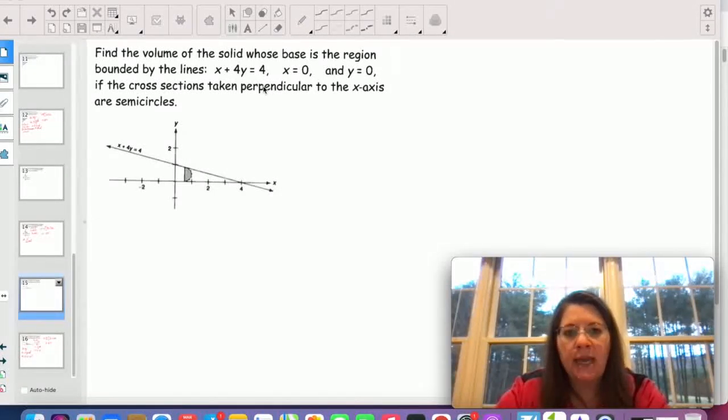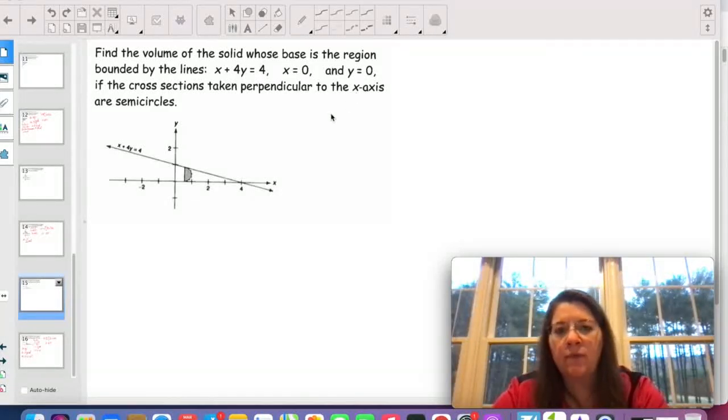Now, it's taken perpendicular to the x-axis, so we do need to solve this for y. We need to get y by itself. And then we know that y is the diameter of this, so we're going to have to divide that function by 2 to get the radius. Go ahead, pause the video, set this one up, solve it on your calculator, see if you can get it, and I'll be back in a few minutes with the answer.